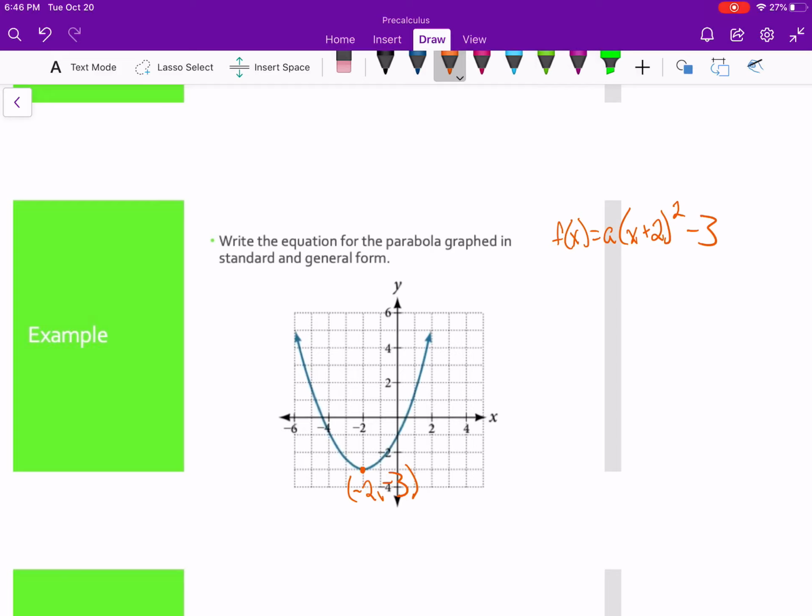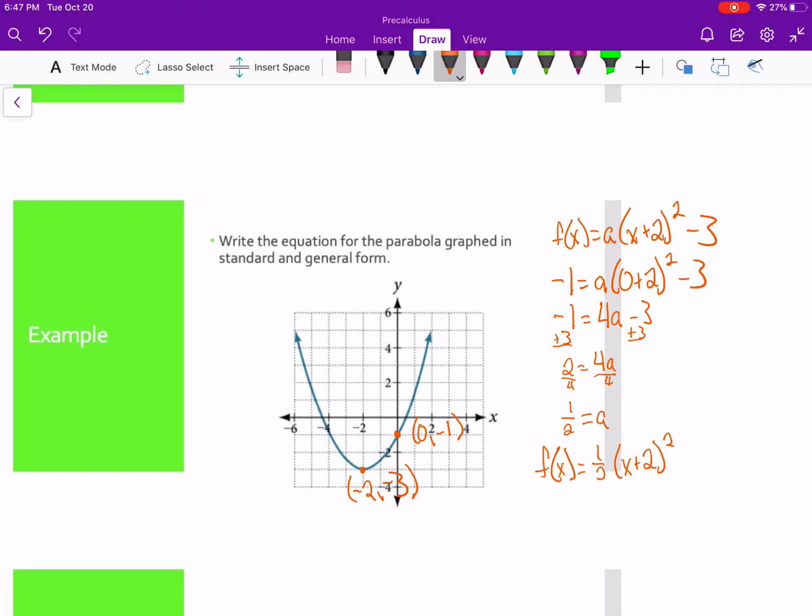A very easy one to use is your y-intercept, which in this case is (0, -1). So -1 equals a times (0 plus 2) squared minus 3. -1 equals 0 plus 2 is 2, squared is 4, so we have 4a minus 3. Add 3 to both sides: 2 equals 4a. Divide by 4, and we get a equals 1/2. So our equation is f of x equals 1/2 times (x plus 2) squared minus 3. So that's our vertex form.